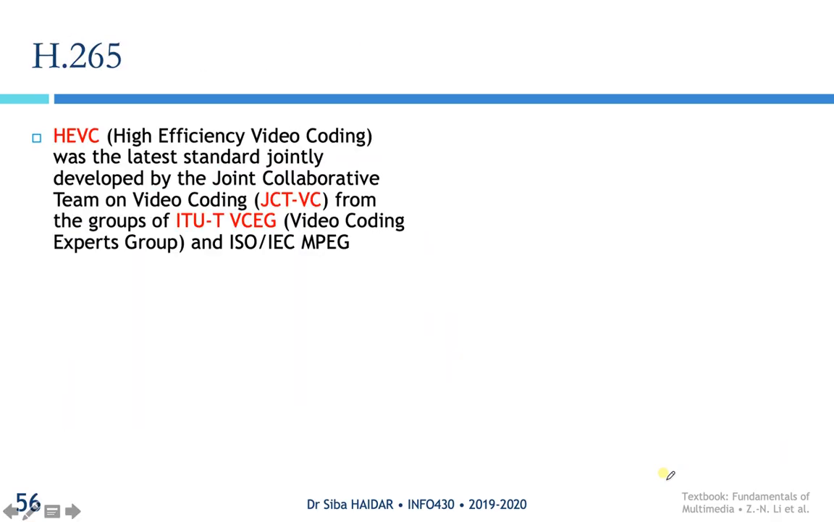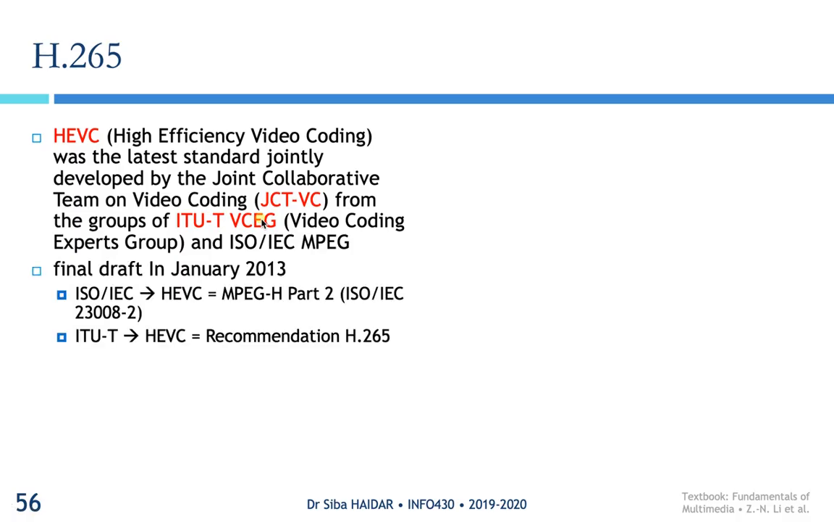Finally and lastly, let us see the H.265 properties. H.265 is about high efficiency video coding. This is the latest standard jointly developed by the Joint Collaborative Team on Video Coding, which also developed H.264, from the groups ITU and ISO. The final draft was released in January 2013. It was called MPEG-H and also called H.265.